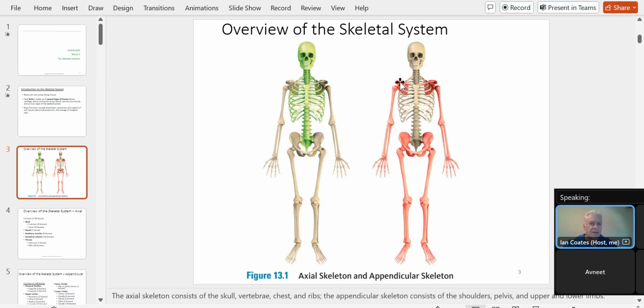You'll see that the appendicular skeleton is from the shoulder girdle on down and then the pelvic girdle on down. It does not include the coccyx or the sacrum. That's associated with the axial, the spinal column. But the appendicular skeleton, when we break it up, is about movement.